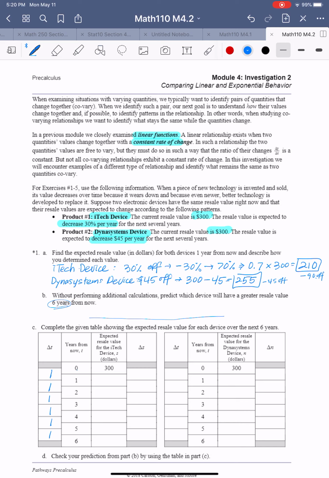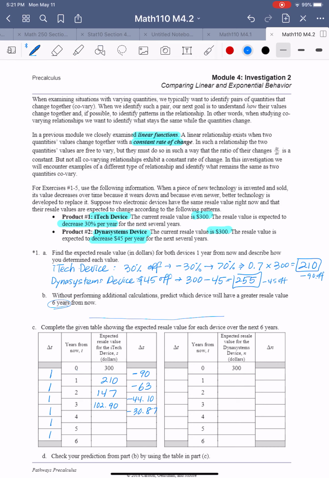It decreases by 30% each year. 300 times 0.7 is 210. From 210, which is $90 off, another 30% off is $63 off, and it becomes $147. Another 30% off from 147 is $44.10, and it becomes $102.90. Another 30% off from 102.90 is $30.87.